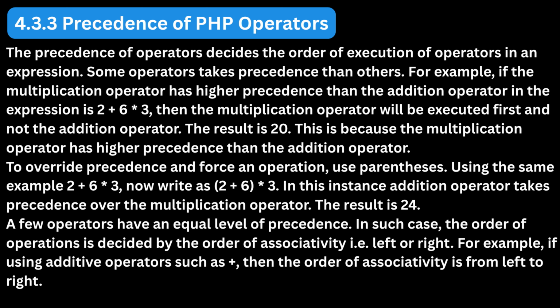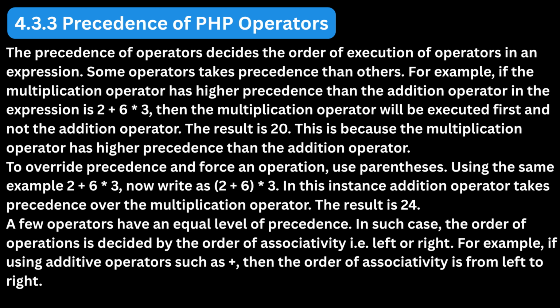Now that we have explored different categories of operators in PHP, the next important concept to understand is operator precedence. Operator precedence determines the order in which different operators are executed when they appear together in the same expression. This is crucial because the same set of numbers can produce completely different results depending on which operator is evaluated first. Some operators naturally take priority over others.